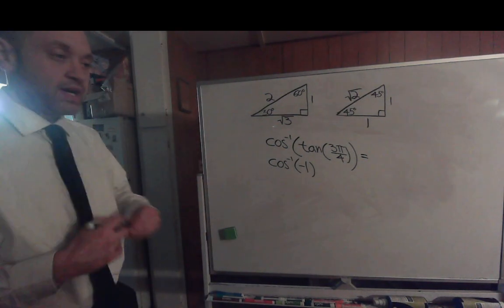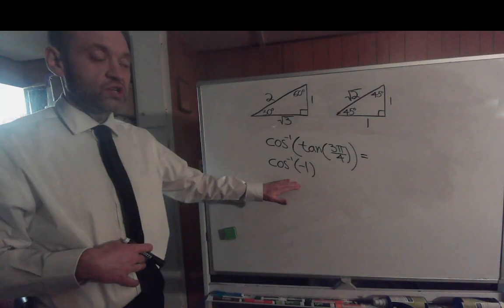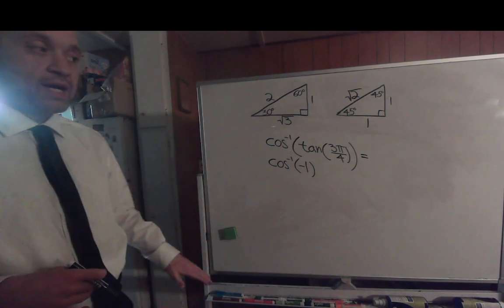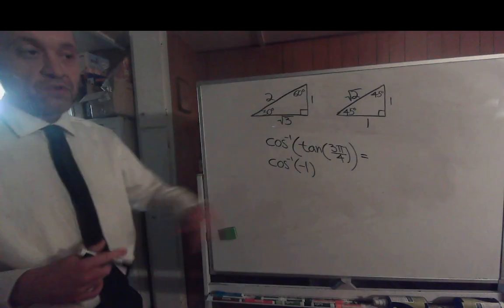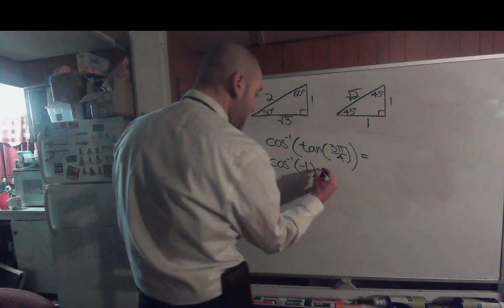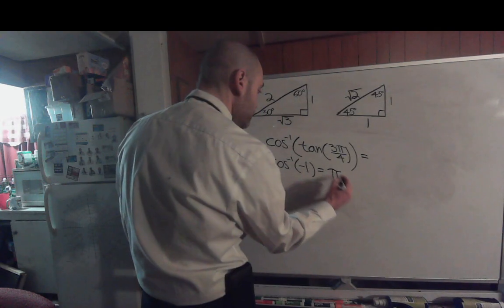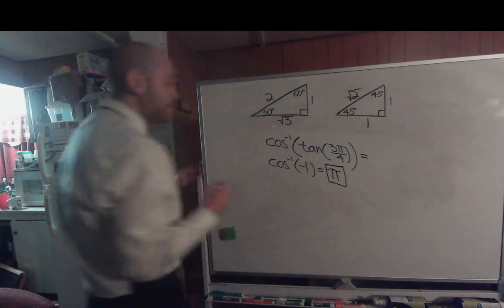Now, what is the range of your inverse cosine function? That's from 0 to pi. Well, the cosine inverse of negative 1 would be pi. So the answer you should get for this would in fact be pi.